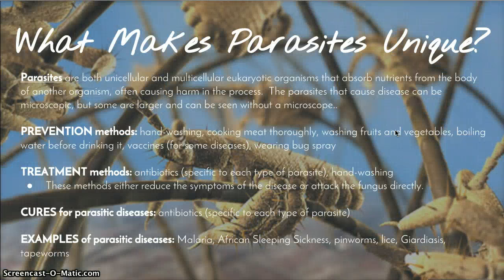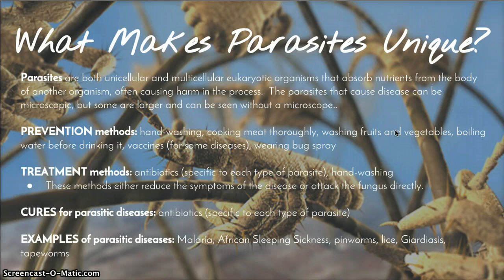And then lastly, parasites are pathogens that are both unicellular and multicellular eukaryotic organisms that absorb nutrients from the body of another organism, often causing it harm. Parasite usually is something that's very harmful. That's kind of based on the definition. They cause disease. The ones that cause disease are generally microscopic, but some are not, such as tapeworms. You can see those.